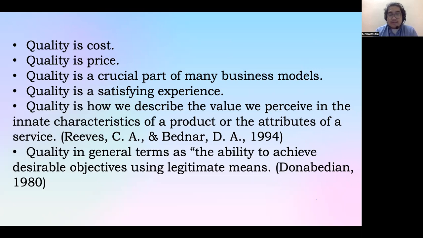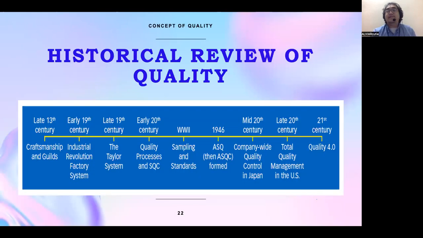Quality in general terms is the ability to achieve desirable objectives using legitimate means, sabi ni Donavettian. Okay, this is the historical review of our quality. So far, hindi ko na ito masyadong i-discuss as you can see in the figure. Yan yung stage, pero yan din yung mga contributions ng mga nangyari sa taon na yan.